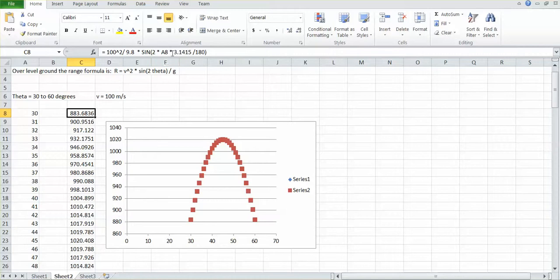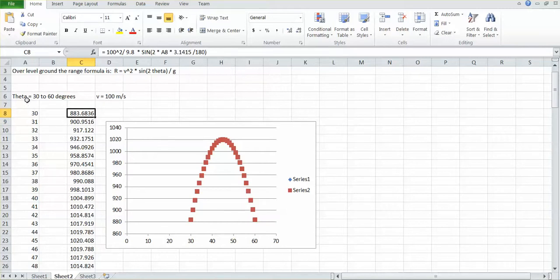One thing you'll notice here is that when you put degrees into a formula like sine, you have to use this pi divided by 180. That's a conversion. The trig formulas in Excel expect to receive a value in radians. So you have to convert those degrees to radians before you do that.